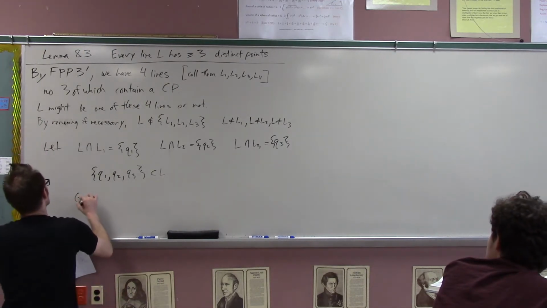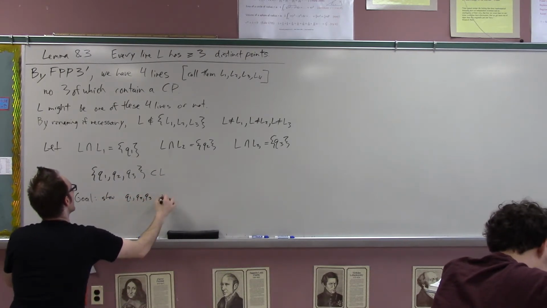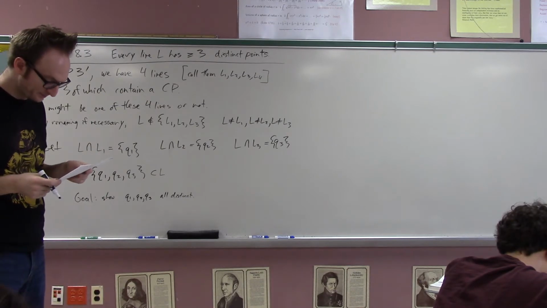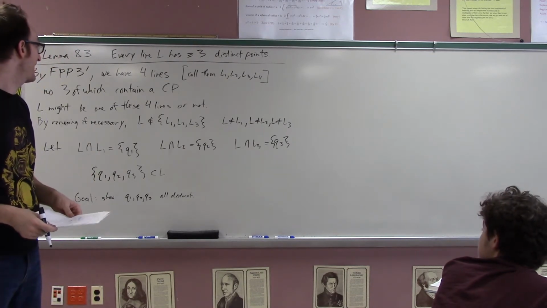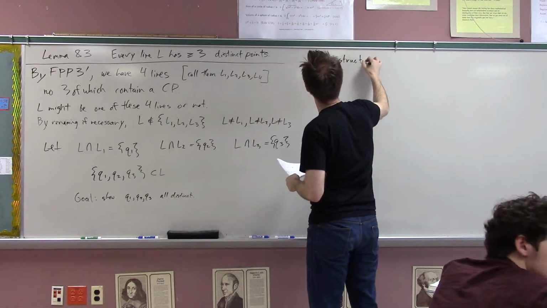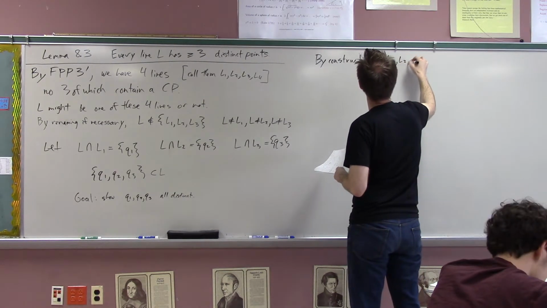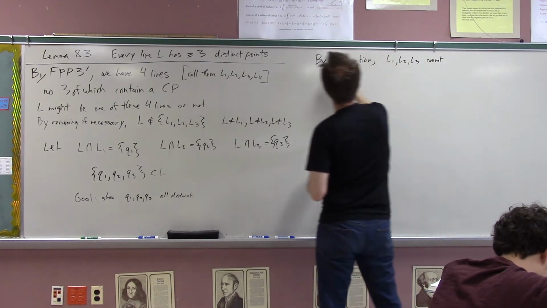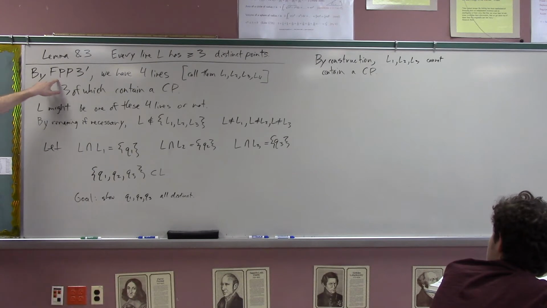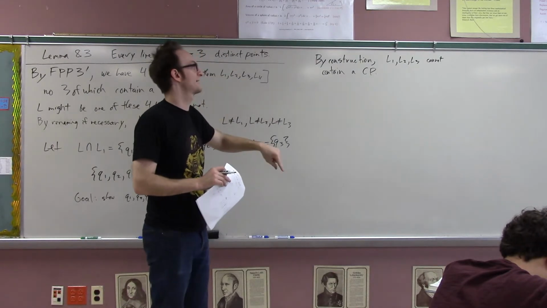Okay, so new goal: show that Q1, Q2, Q3 are all distinct. Why is this true? Well, by construction, I can say something about L1, L2, and L3. They cannot contain a common point, because that was FPP3 prime, right? We have 4 lines, no 3 of which contain a common point. So that means L1, L2, and L3 cannot contain a common point.